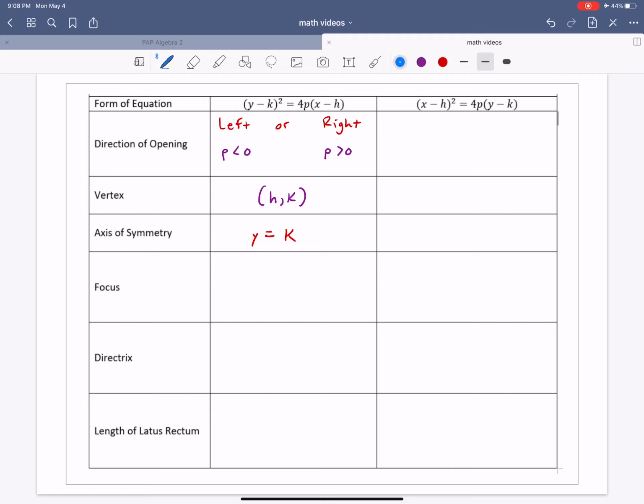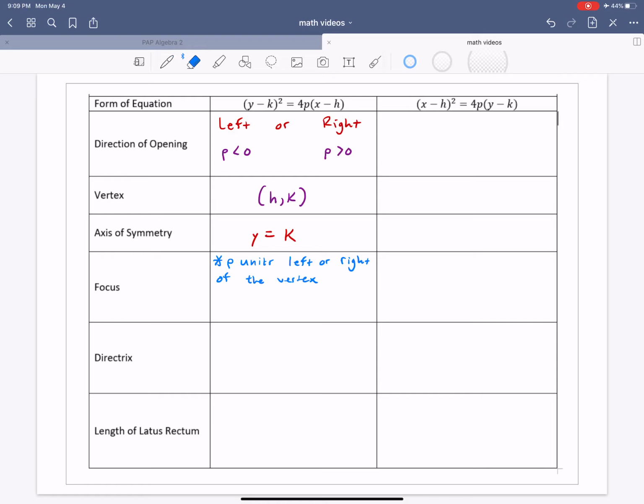Now, moving on, the focus point. This is where you've really got to lock in on the focus and the directrix. It's probably the hardest part about drawing these graphs. Remember that the focus is p units to the left or right of the vertex.